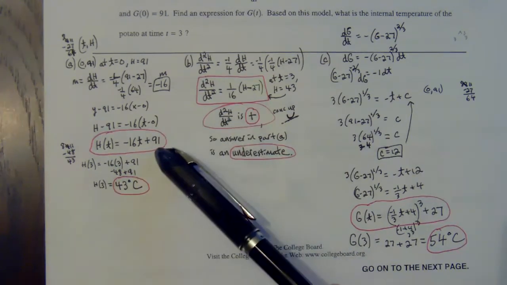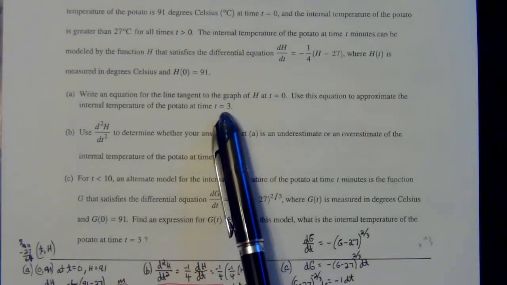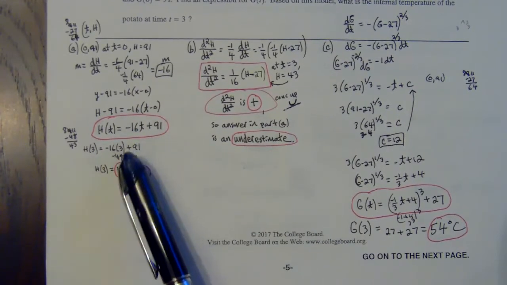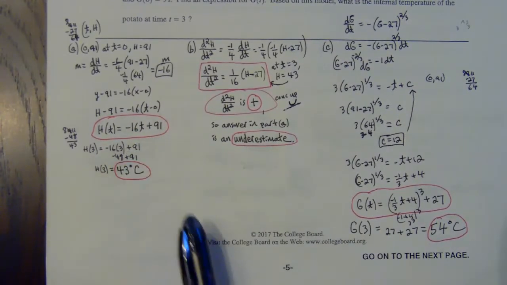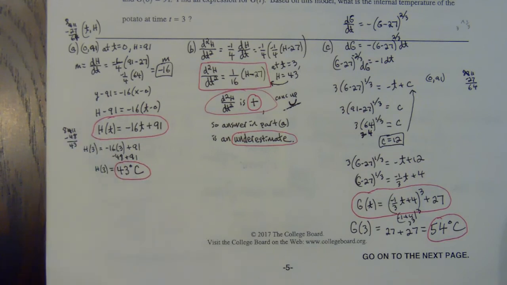So they want us to write that equation first and then use that equation to approximate the internal temperature at t equals 3. Now I have a t in my equation, so I can plug the 3 in right there, times the negative 16, get negative 48 plus 91. Again, I did that in my head, but then I just did old school arithmetic over to the side just to double check myself.